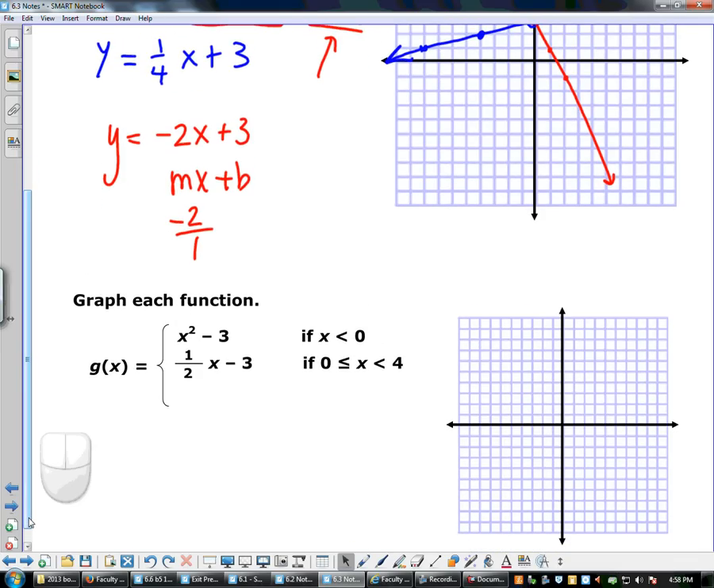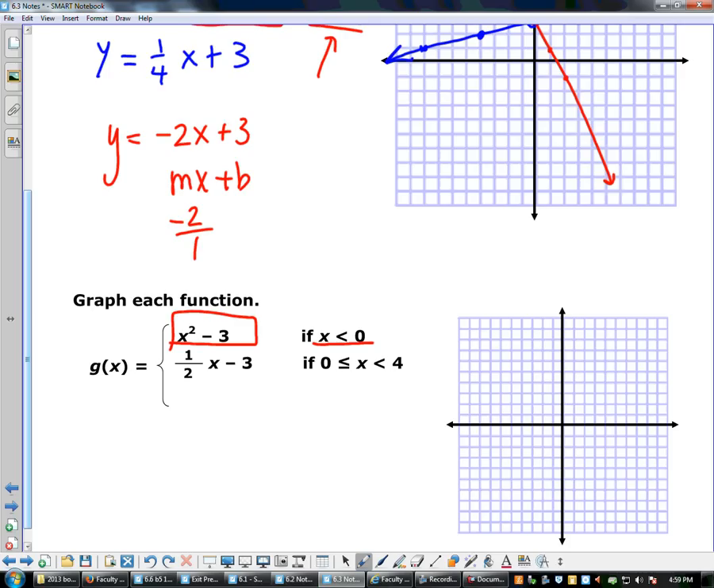Okay, we're going to do one more. This one is also named g of x. Again, it has two pieces. And we're going to start by doing each restriction on its own. So we're going to start off with the first part of x squared minus 3 if x is less than 0. So if you notice, x squared minus 3 is a parabola.